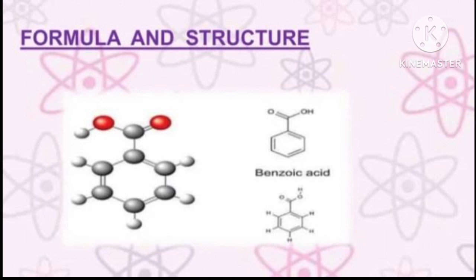This is what benzoic acid looks like. Formula and structure. Benzoic acid is described by the chemical formula C6H5COOH, which consists of a carboxyl group attached to a benzene ring. Its structure is already shown in the picture.